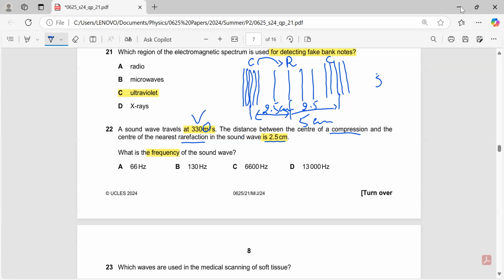So how to convert it into meter? We will convert it by dividing this factor by 100. So you will get the answer 0.05, right? So now this is in meters.